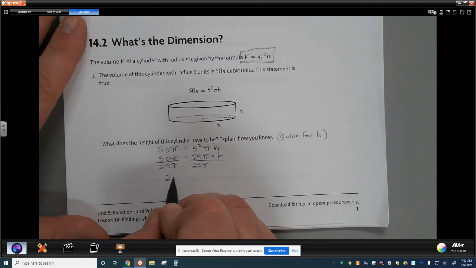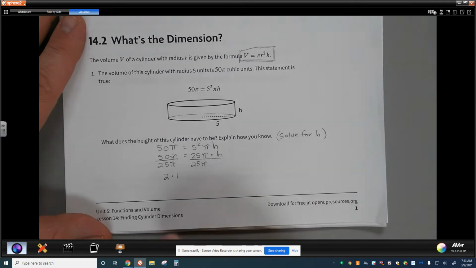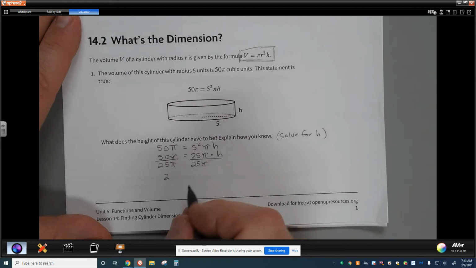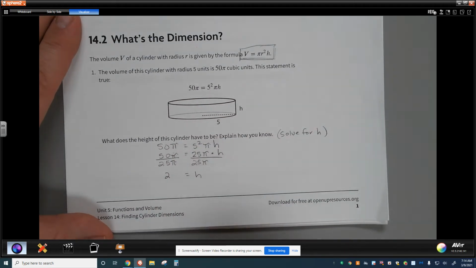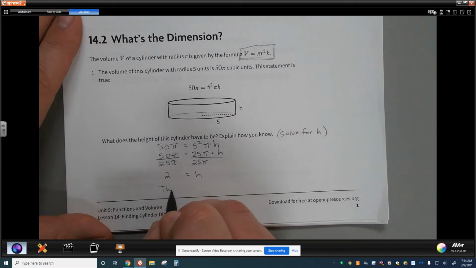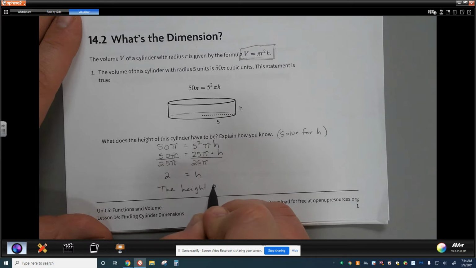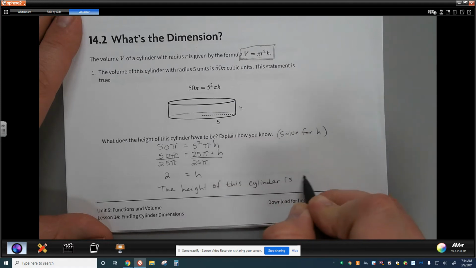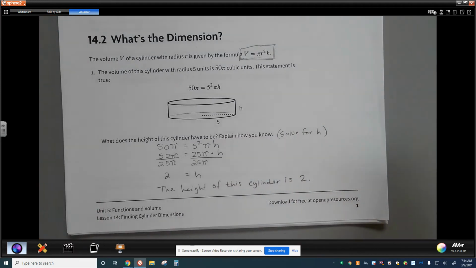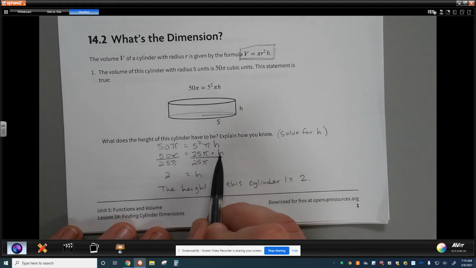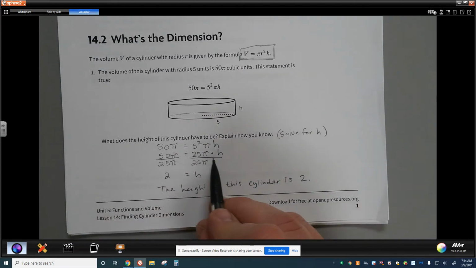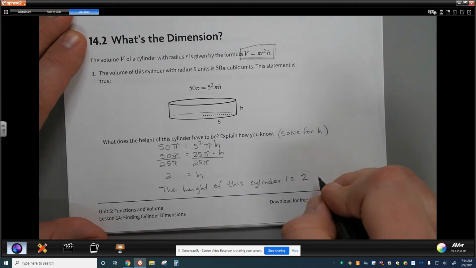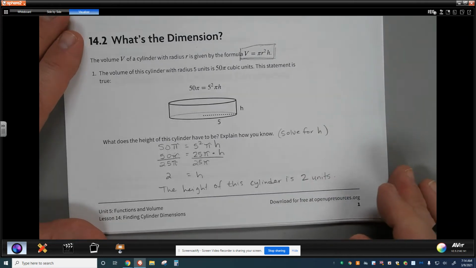So technically, if I really wanted to get technical, this is 2 times 1. But there's not much of a point in me writing the 1 because of the identity property that says 2 times 1 is equal to 2. And so I could say that h, the height of this cylinder, is 2. I could go back and verify that, and I could say 25 times the height of 2 is equal to 50, and then 50 times pi is the given volume. So I wouldn't want to actually leave it with 2. I would want to say 2 units because I need to label those lengths.